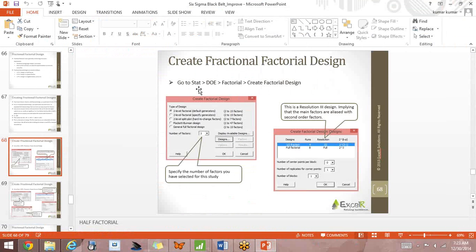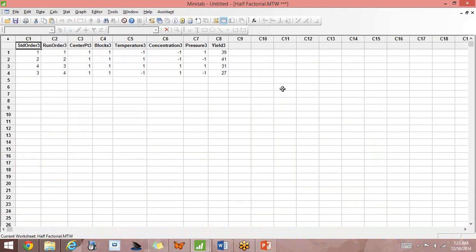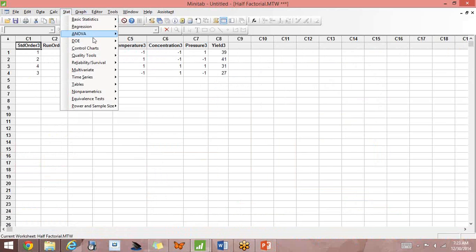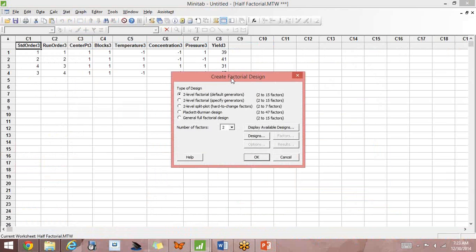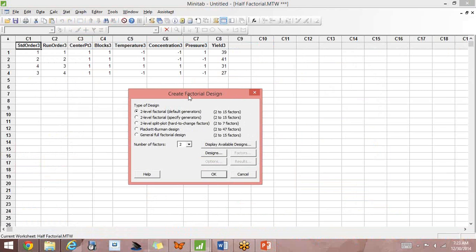So we need to go to Stat, Design of Experiments, Factorial, Create Factorial Design. How many factors do we have? If you look at this Minitab example, we have yield. Yield is similar to your productivity. How productive are your people? In a day, how many garments are they selling? That is yield, right? Productivity, basically. This yield is dependent on three factors, that is temperature, concentration, and pressure.